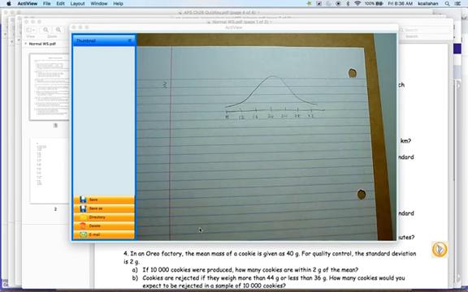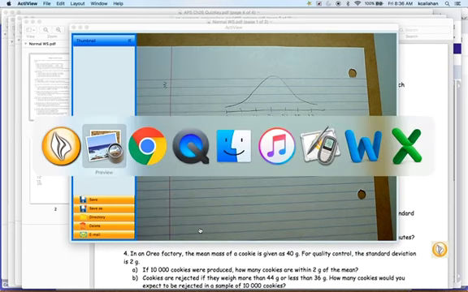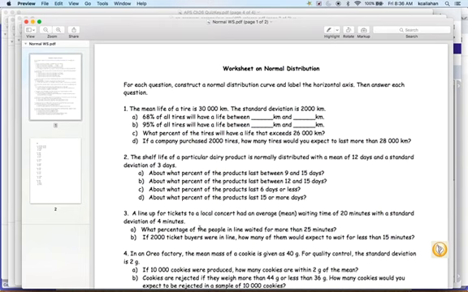So that's me just labeling that, okay? Let's see, did 3 have multiple parts? Yeah, A. What percentage of the people in line waited for more than 25 minutes?